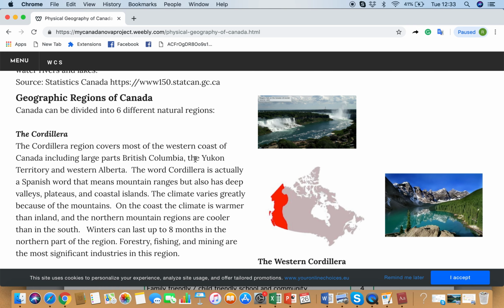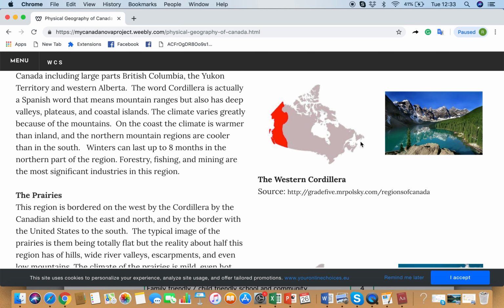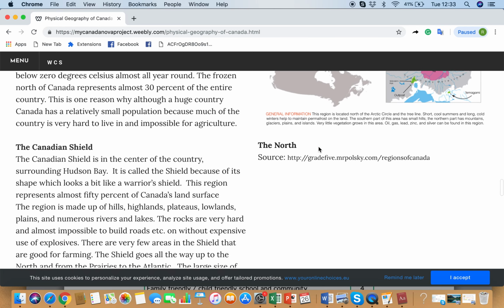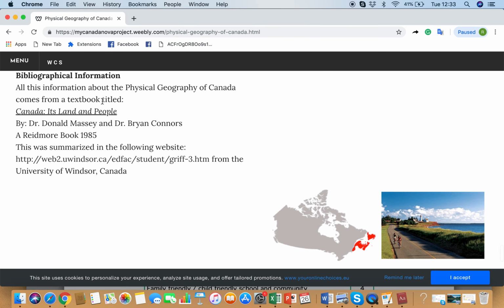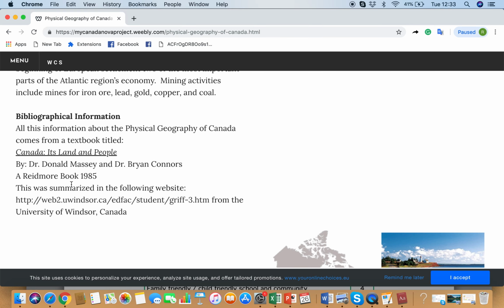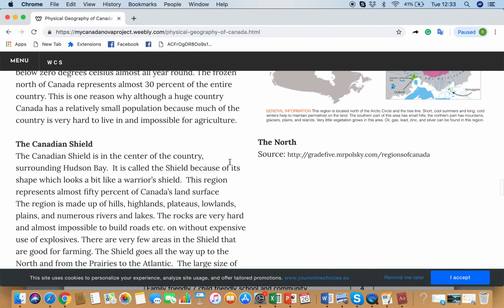And then there's the geographic regions of Canada with some images. And these are cited also. And you can see these are the different regions of Canada. Every country has different geography, so this happens to be particular to Canada. There's also bibliographic information from a book, which is also in the bibliography. And go back to the menu.